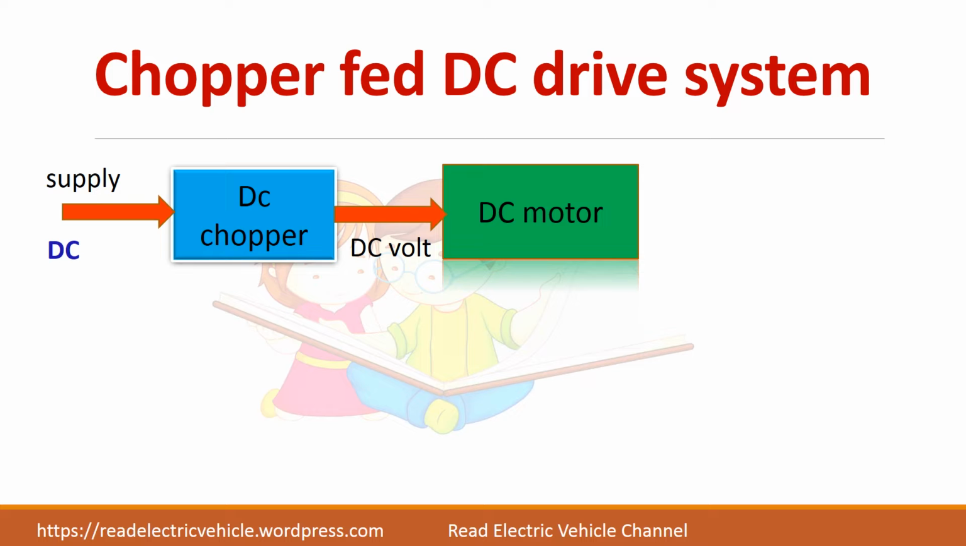This is the block diagram of a chopper fed DC drive system. Here the DC motor is fed from a DC chopper whose input is a fixed DC supply. The output is a variable DC voltage. So by controlling the DC chopper output, you are able to control the input to the DC motor and thereby achieve speed control, or you can control the operation of the DC motor by changing the duty cycle of the DC chopper.